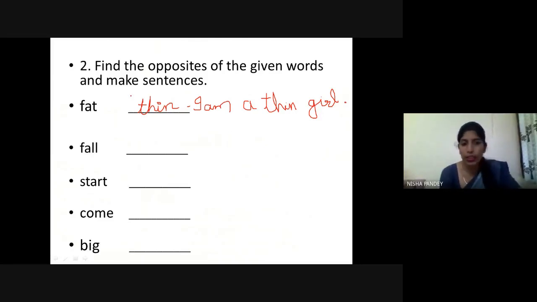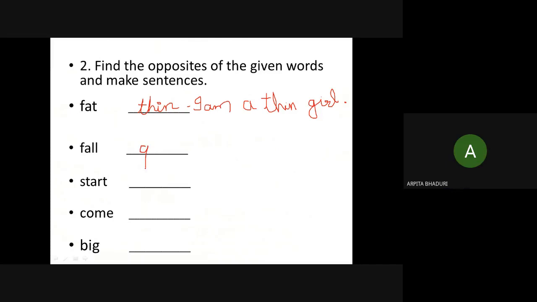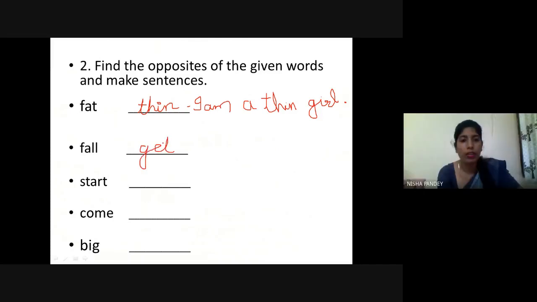Now next, similarly, you have to do this with all the other opposite words. I have given one example for you. Next, you have to do fall. What is the opposite of fall? Fall means girna. Get up, you can say. Okay. Rise. Rise, we can say. Very good. So you can write a sentence also with this.